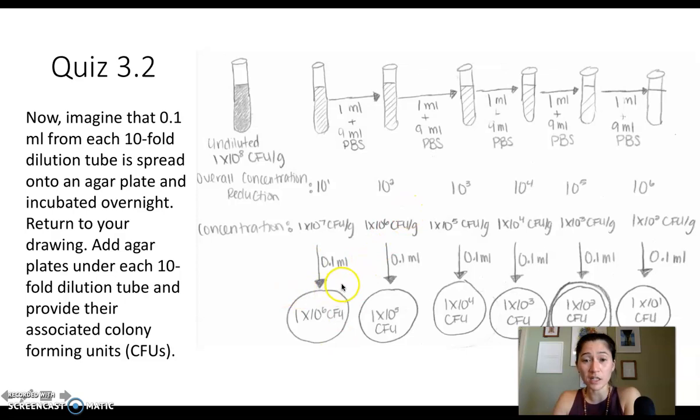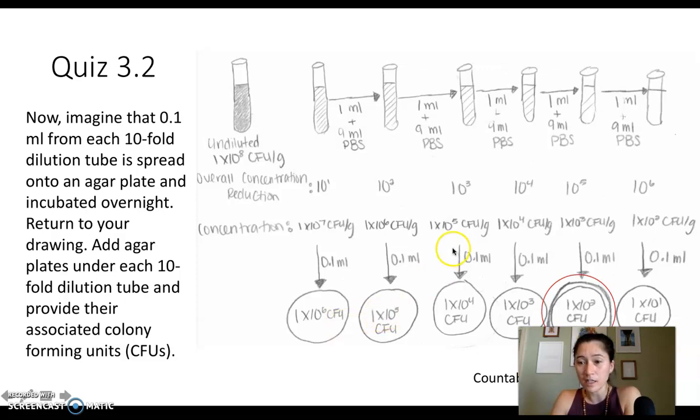If we were plating a full 1 mil onto the agar plate, then the CFUs listed here would be 1 × 10⁷. But because we're explicitly told we're only plating 0.1 mils, that means our CFUs are going to be a factor of 10 less than this concentration. And again, just like before with the concentration, it's really important to make sure you're putting your units here. Here we're talking about colony forming units that are visible on the plate.